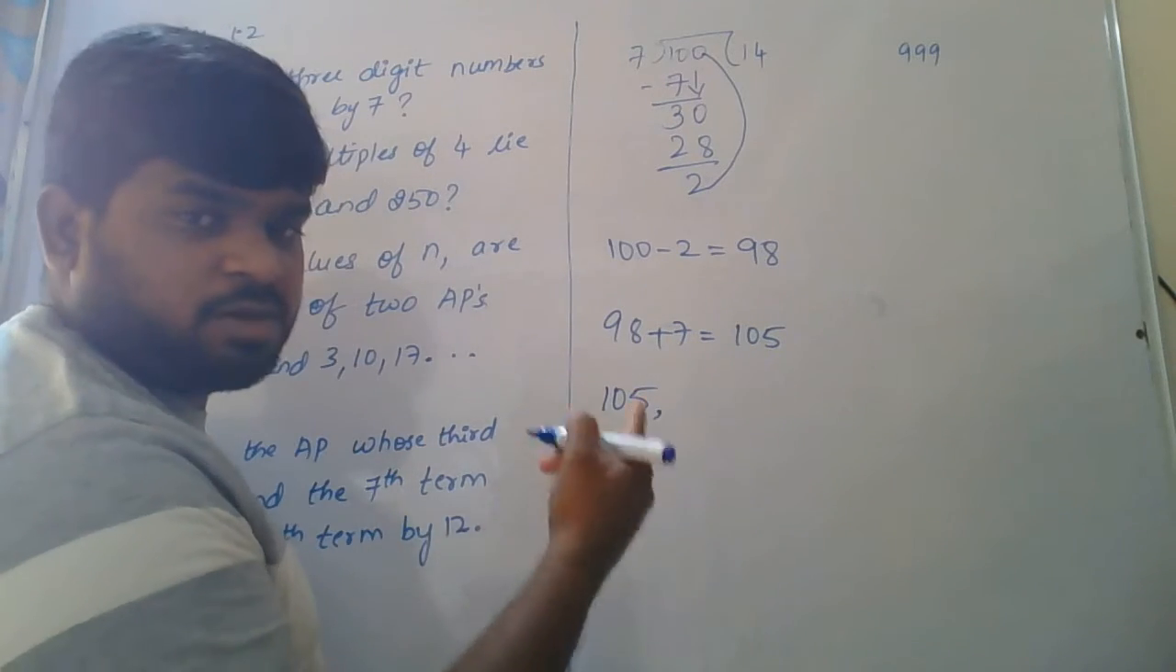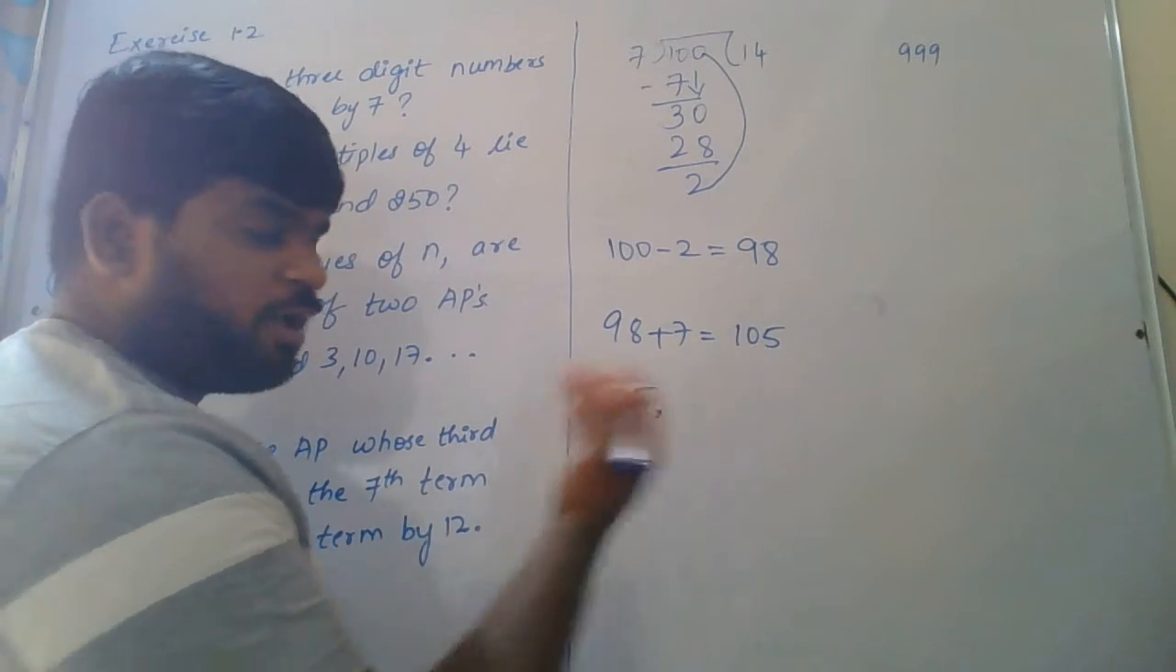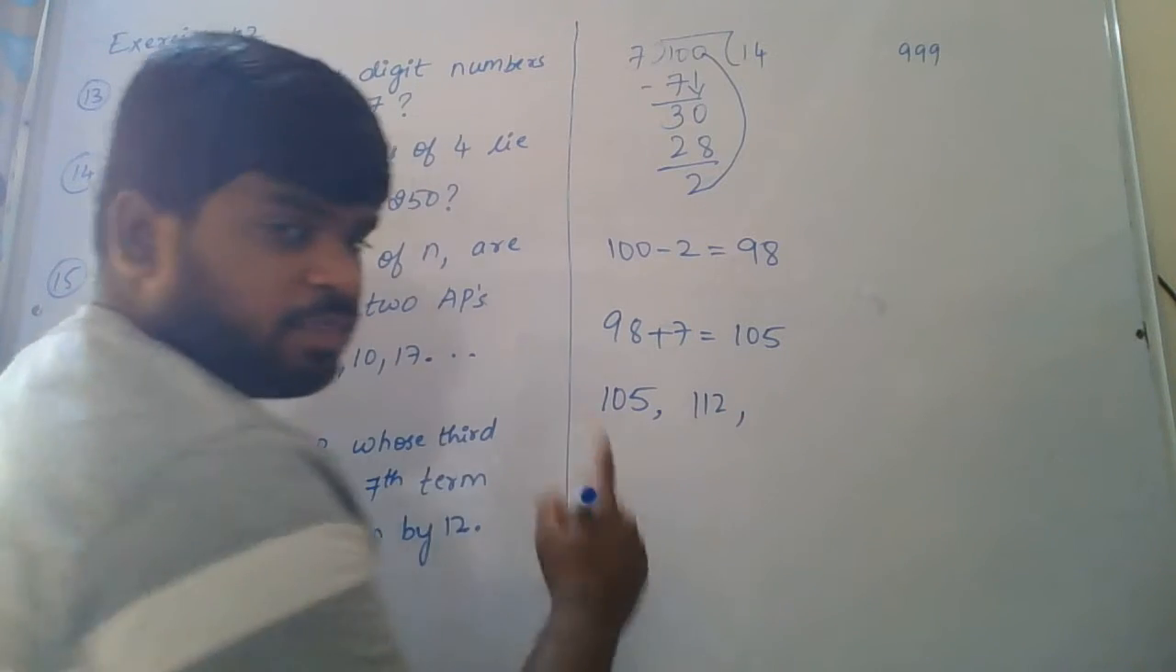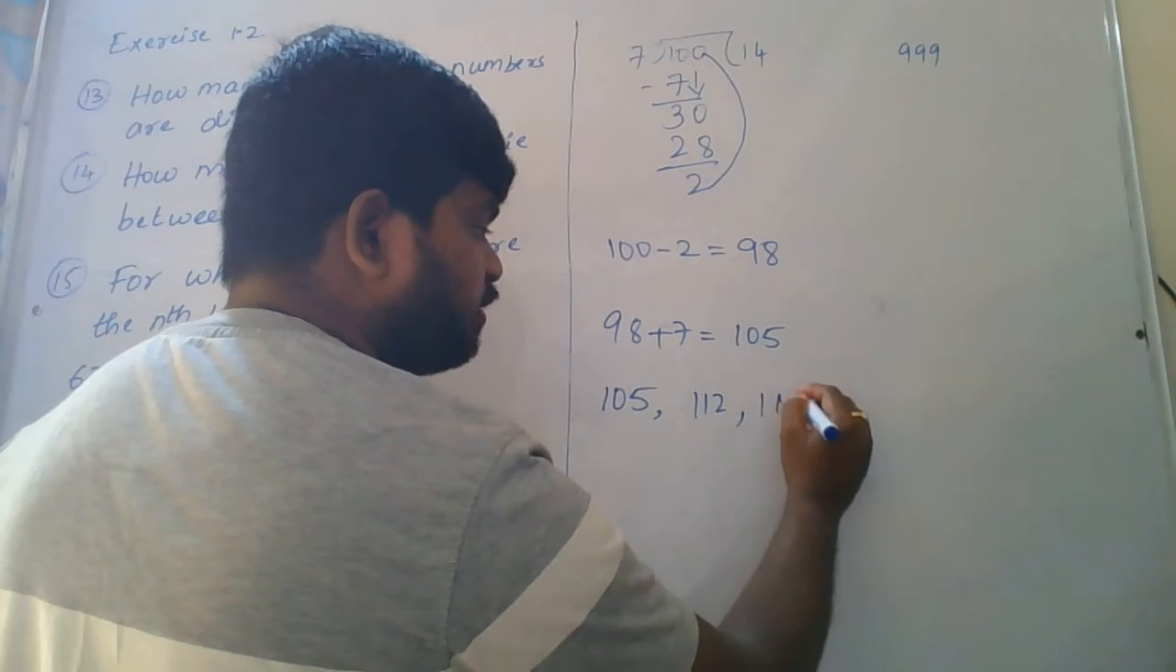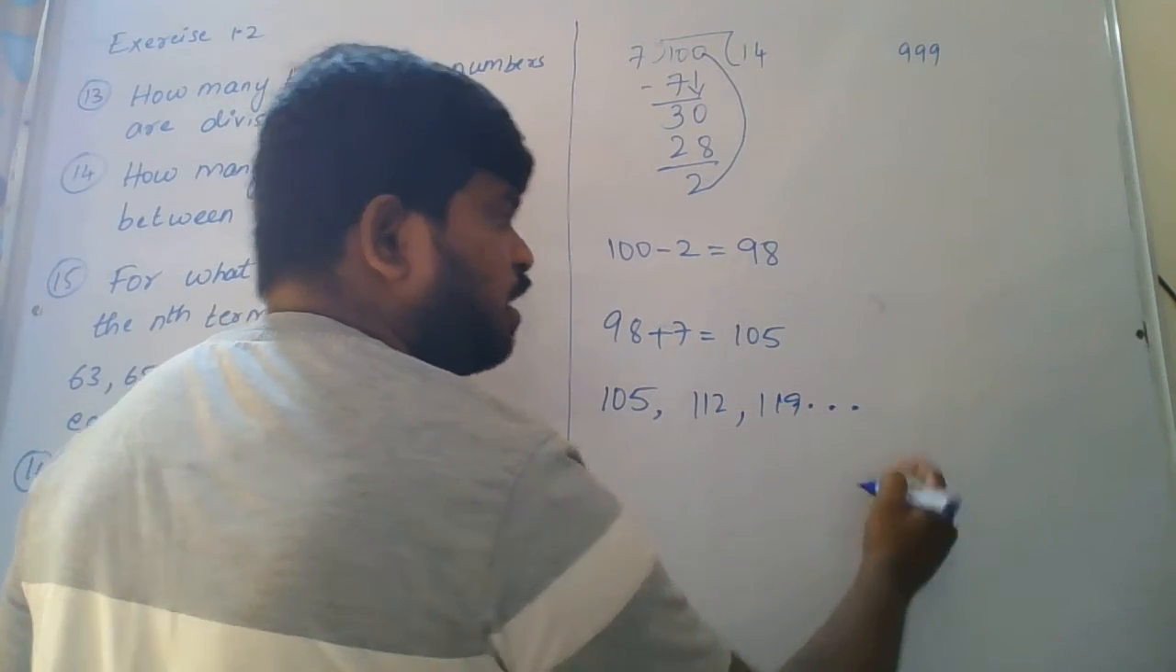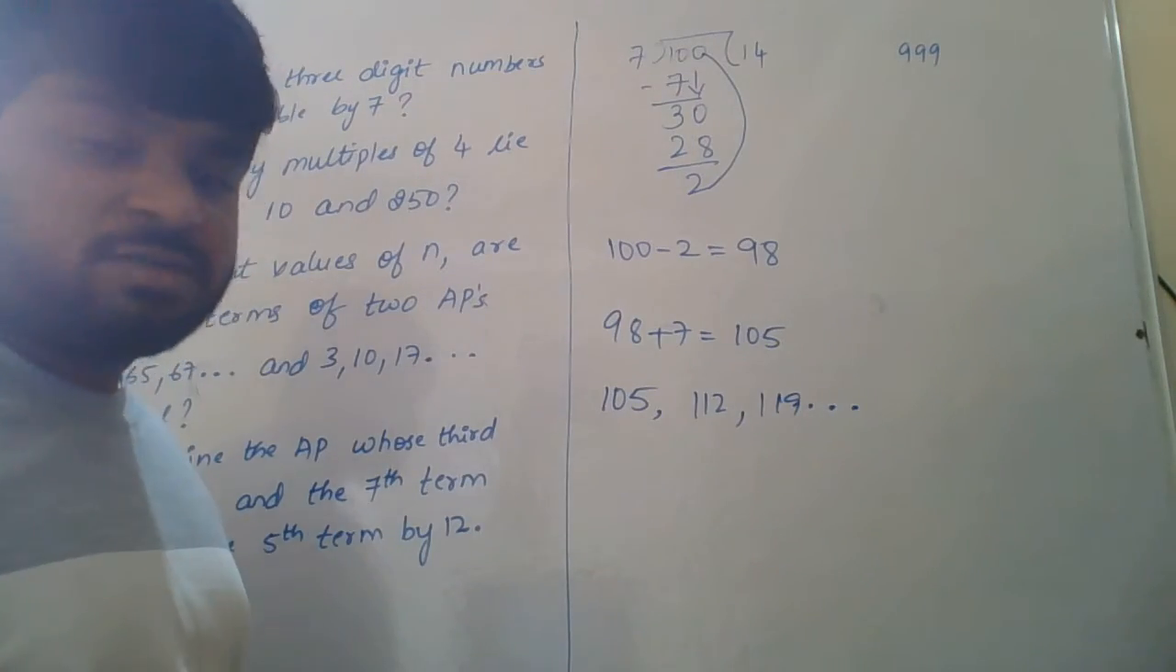What will be the next number? Just add 7 to it. 105 plus 7 is 112. Then add 7 to it, 119. It goes on. Let's find the last number that is divisible by 7.